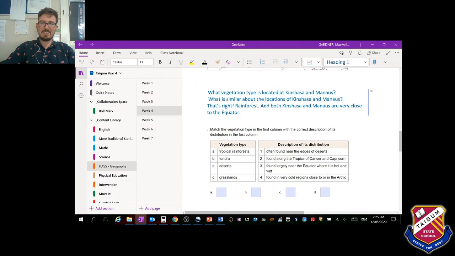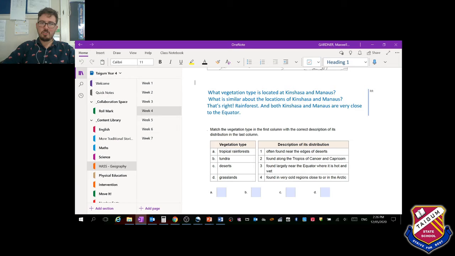Next, I want you to match the vegetation type in the first column with the correct description of its distribution in the last column. So A, for example, is a tropical rainforest. Whichever one of these matches a tropical rainforest, you write that number in the box. Same with B, C, and D. Pause the video and off you go.